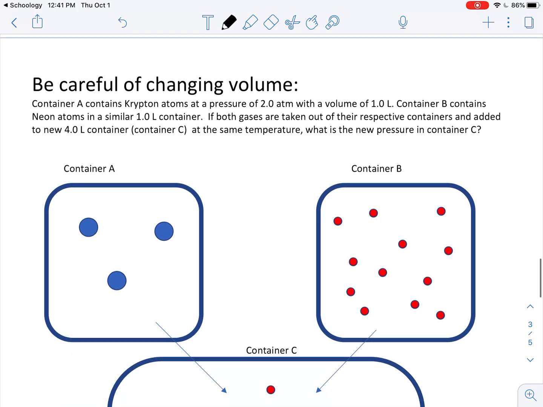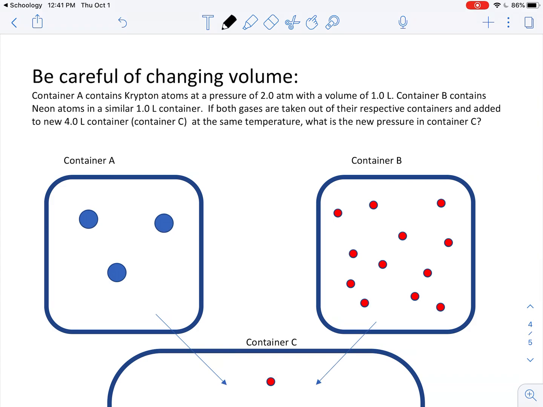You do have to be a little bit careful, though, because it's not quite as easy as that if they go and do one little wrinkle on you, which is to change the volume. So take a look at this problem. It says that we have krypton atoms at a pressure of 2 atmospheres and 1 liter of volume. So this guy here is 2 atmospheres and it's 1 liter. And then in container B, it says I've got neon over here, and the neon is also in a similar 1 liter container, but please note that it did not give you the pressure.